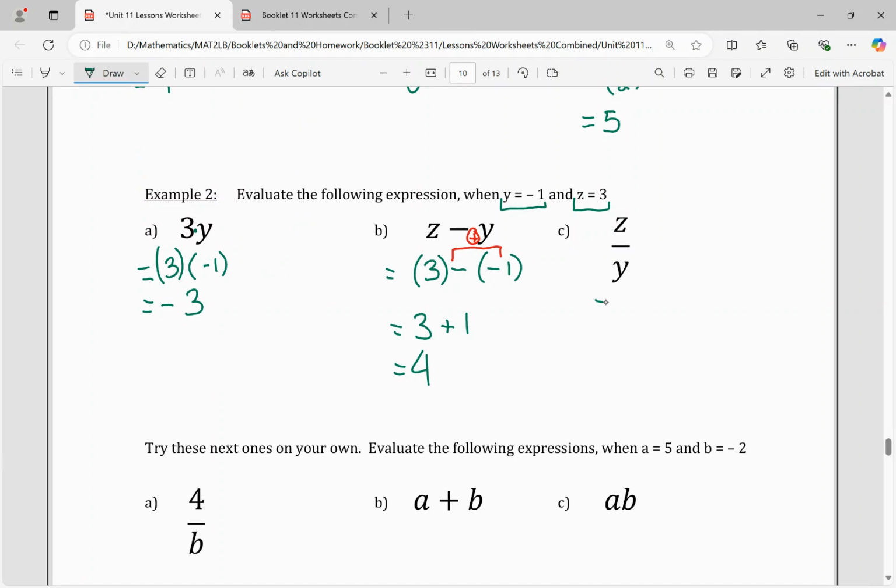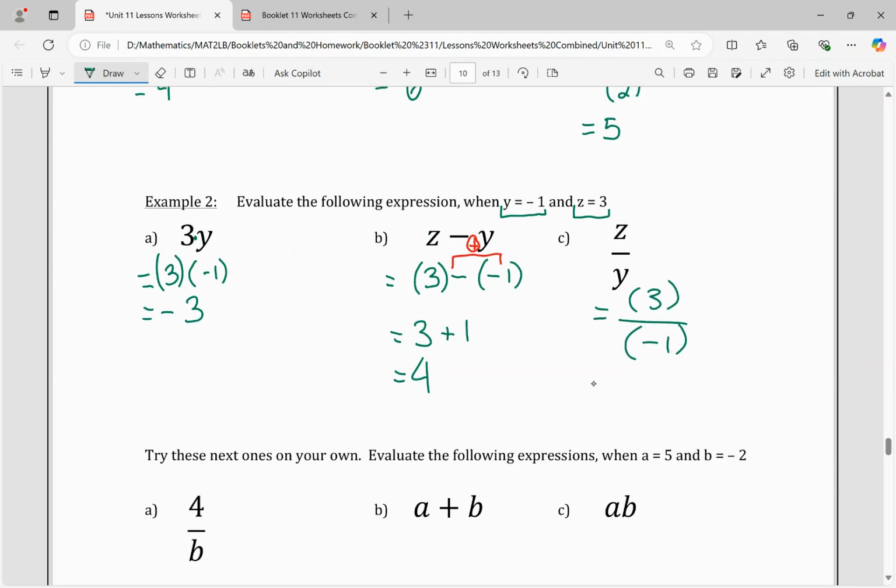This last example is z divided by y. Now z is equal to 3 divided by y, which is equal to negative 1. And when dividing these two numbers, let's worry about the actual numbers first. So 3 divided by 1 is 3. And then 1 positive and 1 negative makes the result negative. That is negative 3.